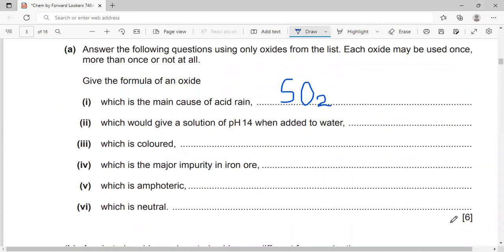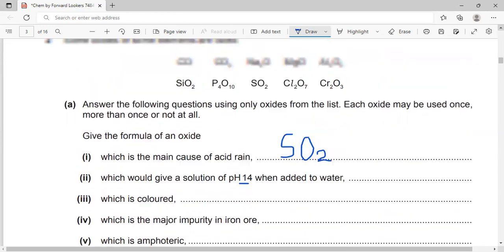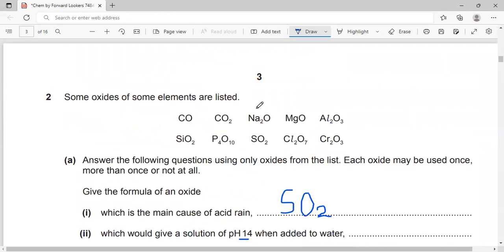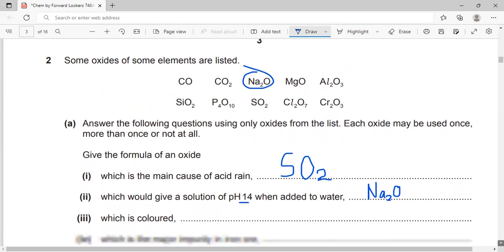Which one will give a solution of pH 14? An oxide which will give a solution of pH 14, that is an alkali, when added to water. The one that will give a pH of 14 from this very list is going to be sodium oxide, Na2O. Hopefully, I believe you know how to do your formulas.